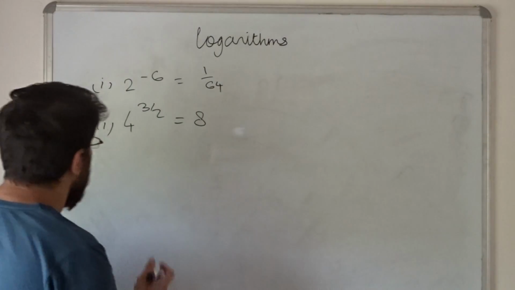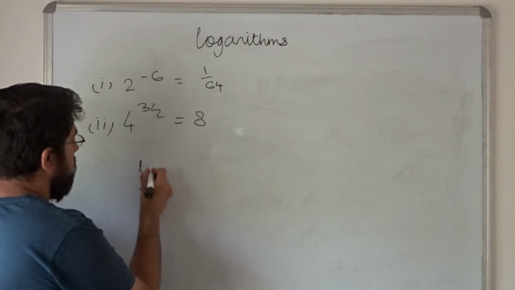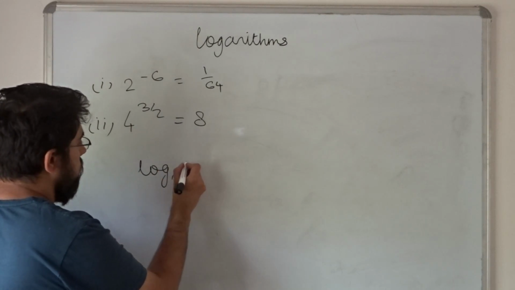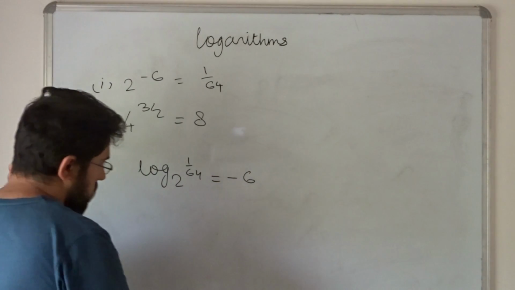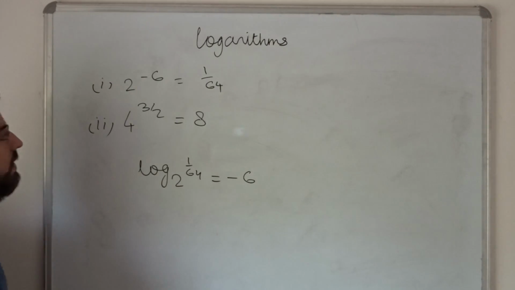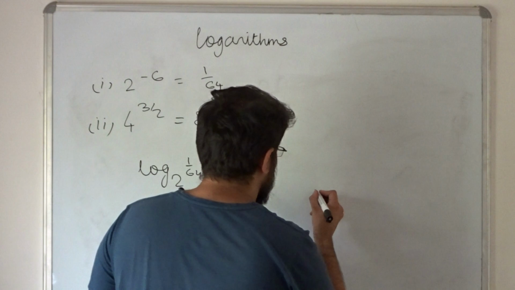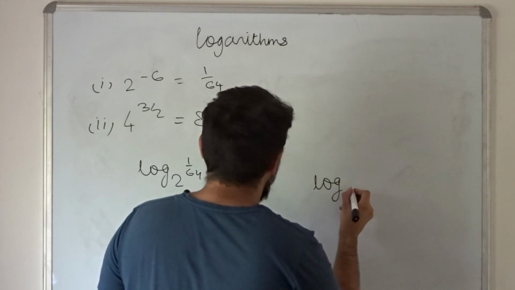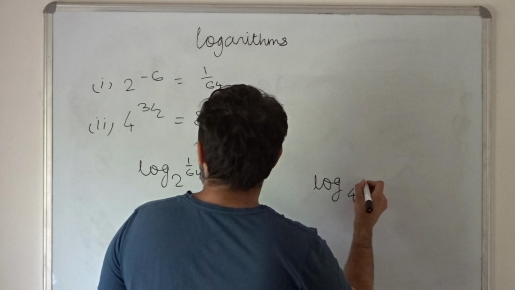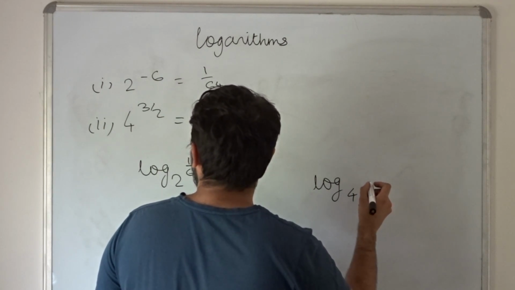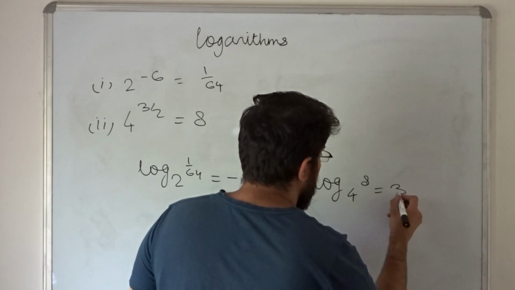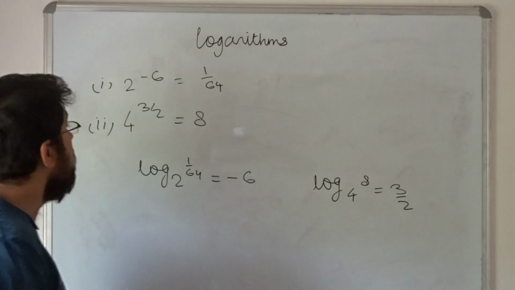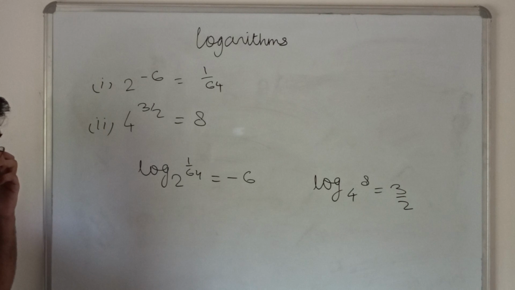Okay? So let's do the first one here. So this becomes log base 2 of 1 upon 64, which equals negative 6. Okay, this is the first one. And then the second one is this. Log base 4 of 8 equals 3 by 2. Okay, so that's what you have to remember in both these cases, okay? That's what it becomes.